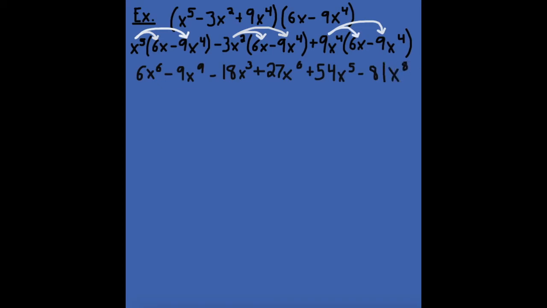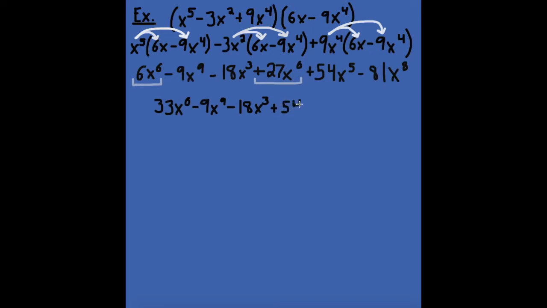Now we look at like terms. 6x to the sixth and 27x to the sixth are like terms since they have x to the sixth in them. 6x to the sixth plus 27x to the sixth is 33x to the sixth. Negative 9x to the 9th will stay negative 9x to the 9th since there are no other x to the 9th terms. Negative 18x cubed will stay negative 18x cubed since there are no other x cubed terms.